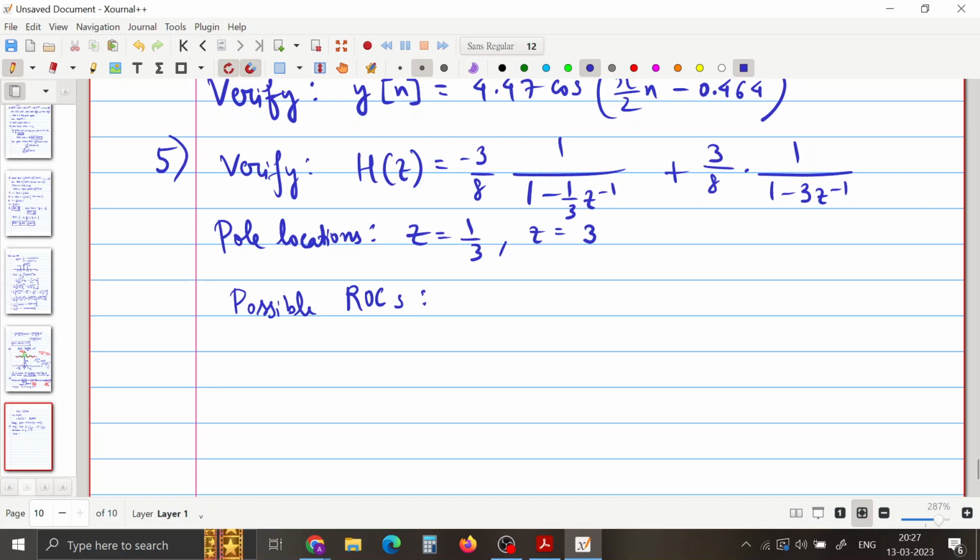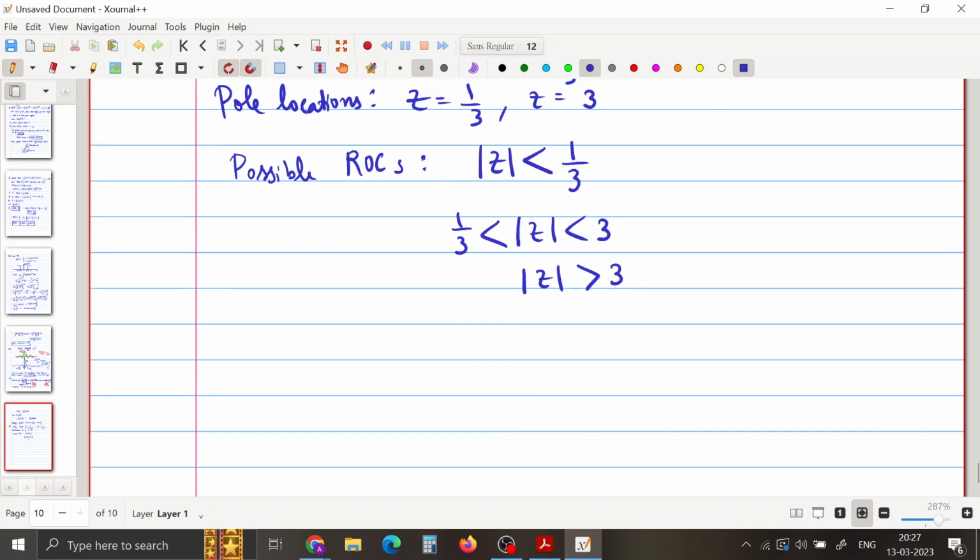So we have z equals 1/3, which is the smaller value, and z equals 3 is the larger value. So one possibility is that it is lower than even the lowest value, so mod z is less than 1/3. Another possibility is that it is greater than 1/3 but less than 3, that is, an annular region. And the third possibility is mod z greater than 3. These are three possible ROCs.